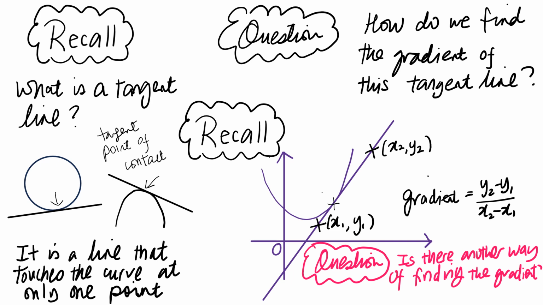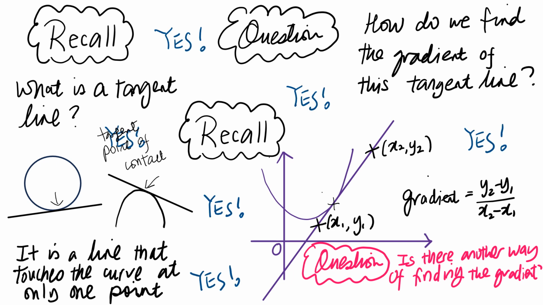Sometimes you may not get a very accurate one. Is there a more accurate way of finding the gradient of a tangent line at any point of interest? And the answer is yes, there is. And this is what this video is all about. We're going to learn how to use the concepts of differentiation to find gradients of tangent lines at our point of interest.